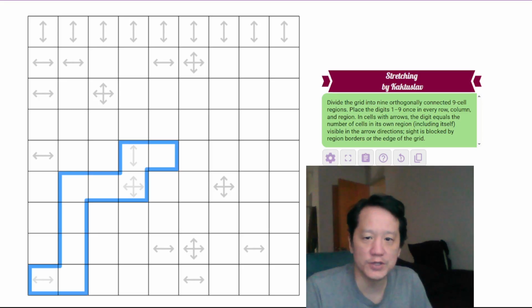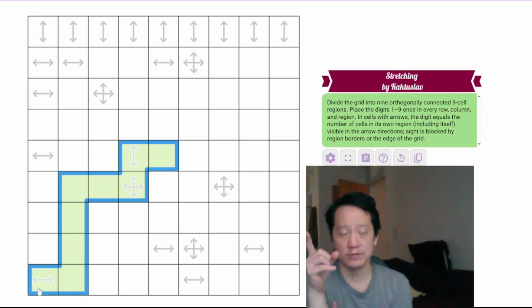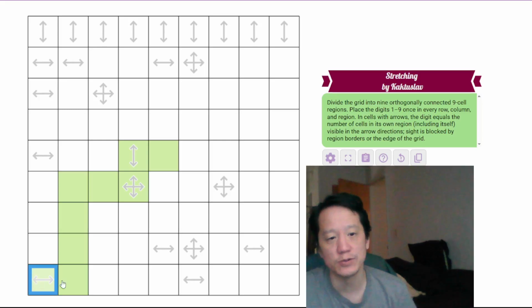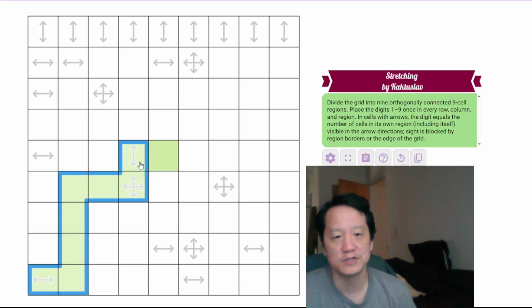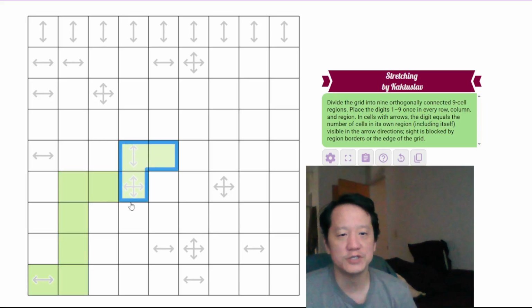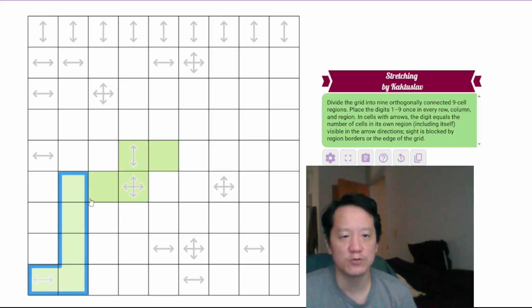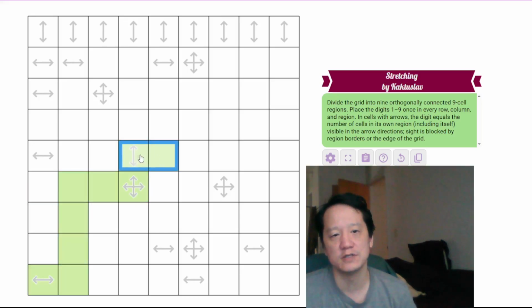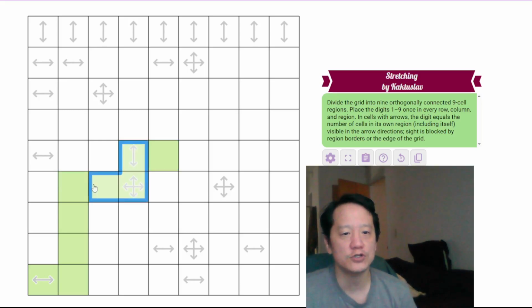And what is an orthogonally connected region? Well, it's a region where you can go from any cell in the region to any other cell in the region just by going through edges, all while staying within the region. So this is an example of a valid orthogonally connected region, because to get from any cell in the region to any other cell in the region, you can just go through edges while staying within the region.